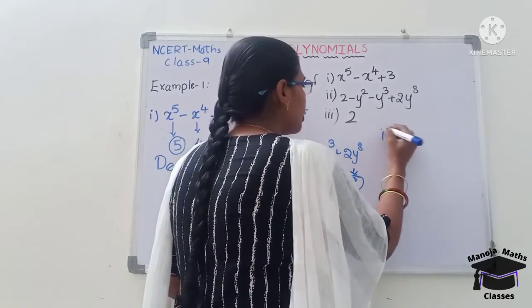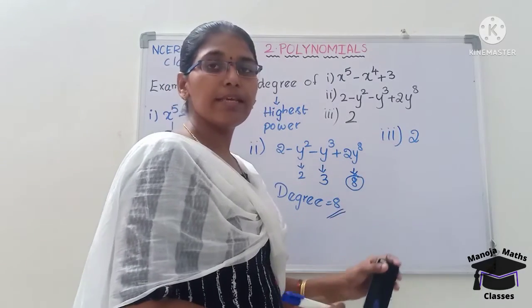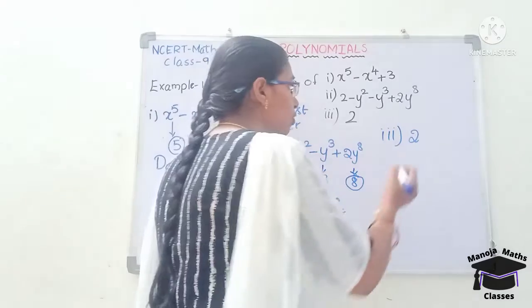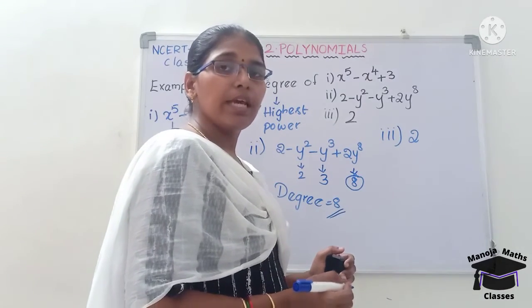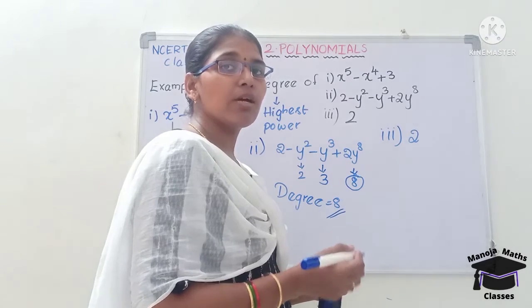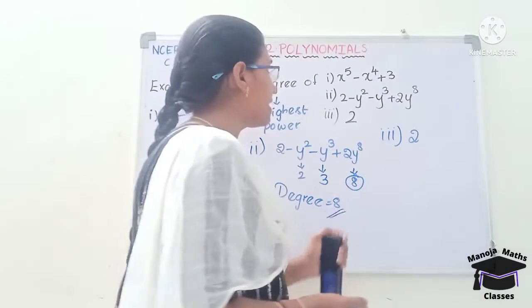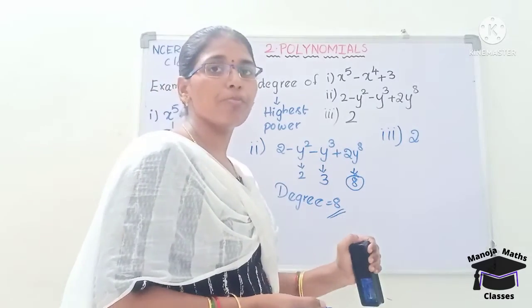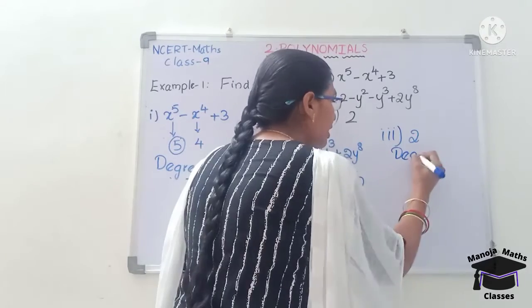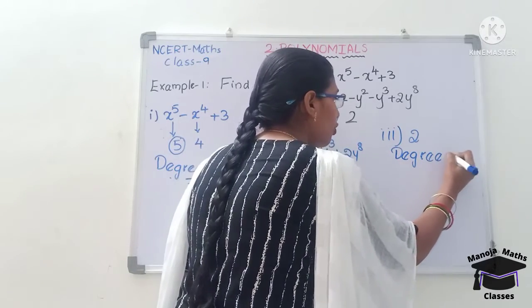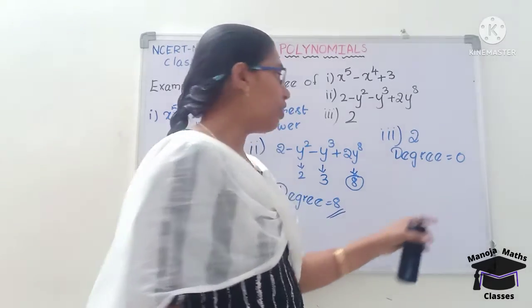The third question, children, is 2. It is a constant polynomial. What is a constant polynomial, children? Any numbers like 2, 3, minus 1, minus 2, all these are constants and these are called constant polynomials. They are asking the degree of the constant polynomial. You all know that the degree of a constant polynomial is what, children? The degree of a constant polynomial is 0.